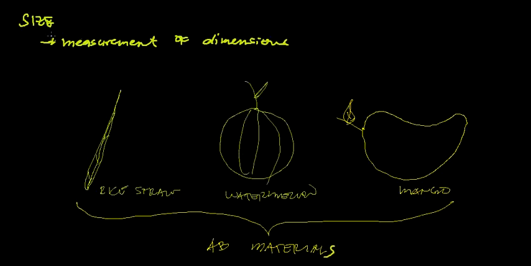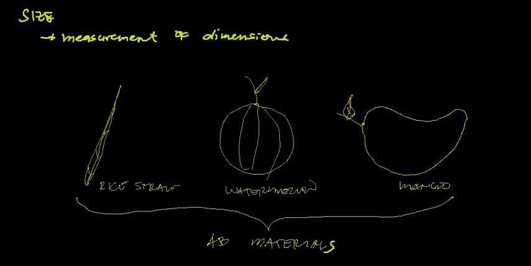Since we say that size is the measurement of dimensions, how can we really measure the dimensions of the AB materials? We have methods on how we can directly measure the dimensions of the AB materials. Some of the methods are these. We can use the vernier caliper.